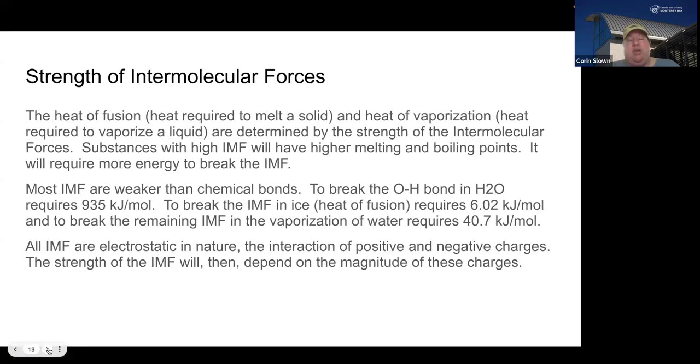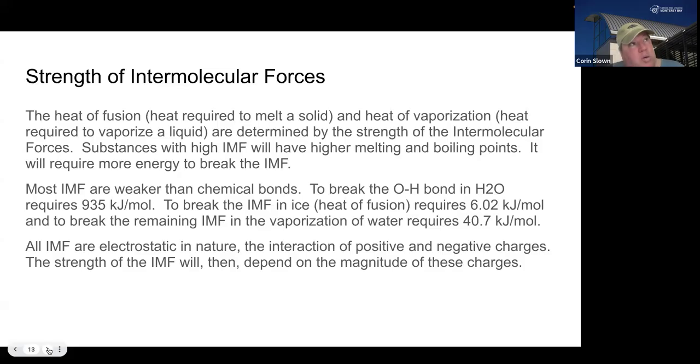So if we think about the strength of an intermolecular force, we can also take that, for example, and think about the heat of fusion. This is the heat that's required to melt a solid. So if you wanted to go from solid ice back to a liquid, that's the heat of fusion, or if you wanted to go from a liquid to a gas, that would be the heat of vaporization. All of those are going to be determined by the forming and breaking of hydrogen bonds, or the intermolecular forces. So if you have higher intermolecular forces, then you're going to have higher melting and boiling points. It's going to take more energy pouring into that system in order to break the intermolecular forces.